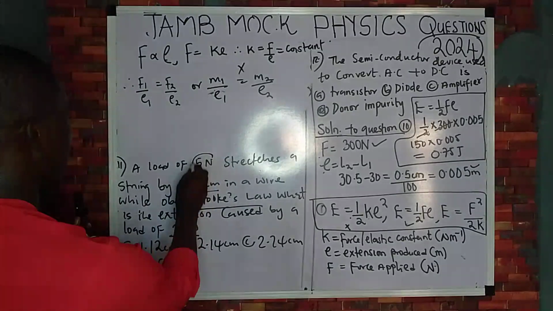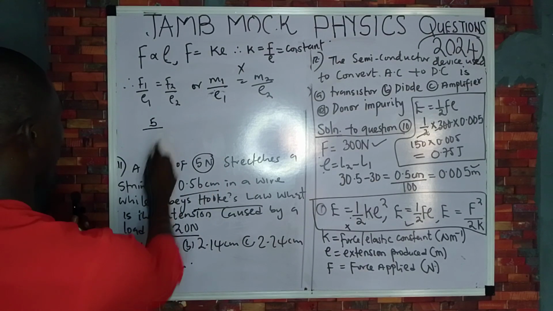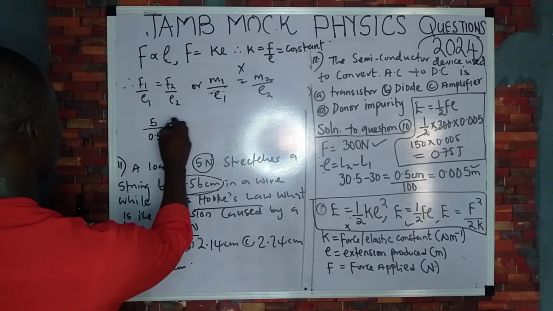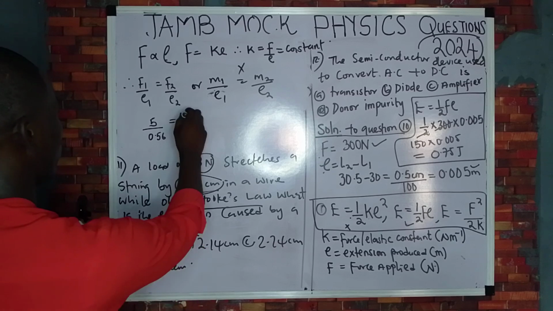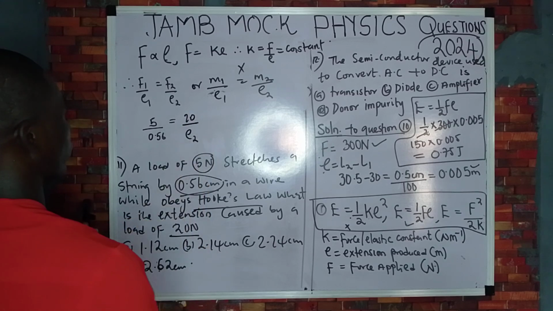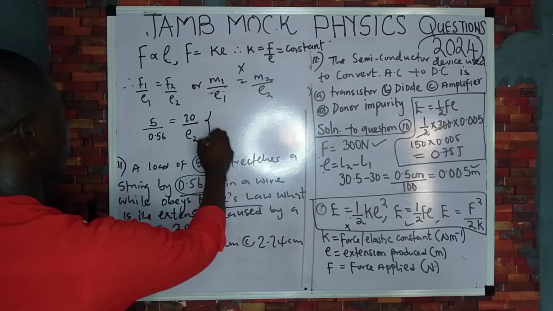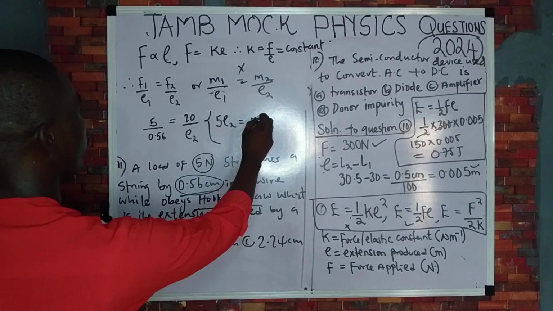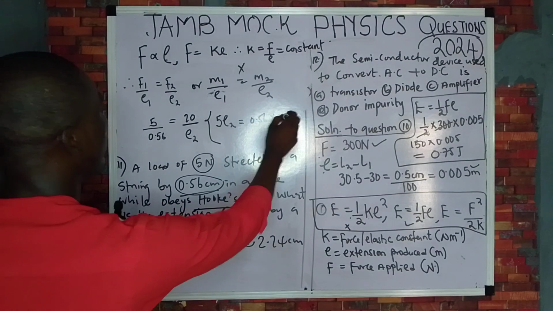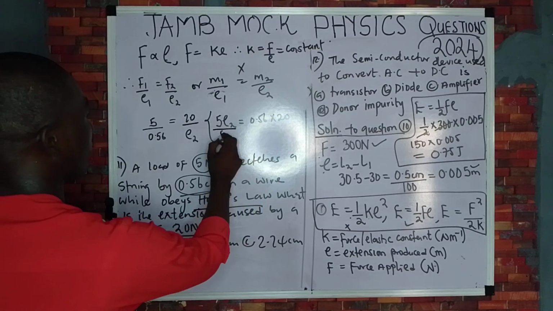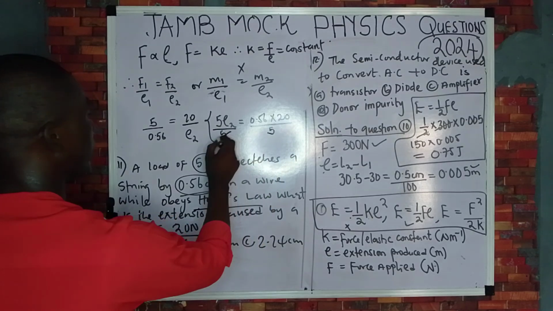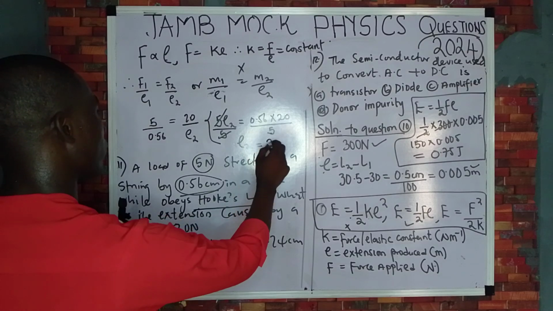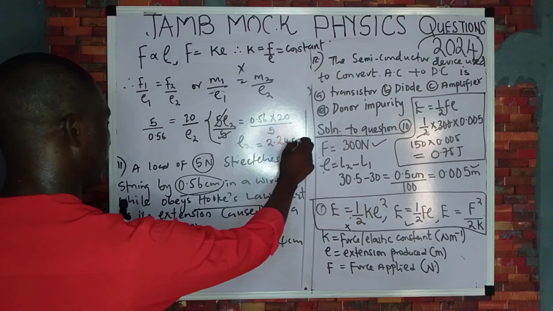So the first force here is 5 Newton. We put it over the first extension, which is 0.56, equals the second force, which is what? 20, and the second extension is what we are looking for. So what we simply do here is cross multiply. So 5E2 will give us 0.56 times 20, and then quickly divide both sides by 5, so that E2, if you multiply this together, gives us 2.24 centimeter.